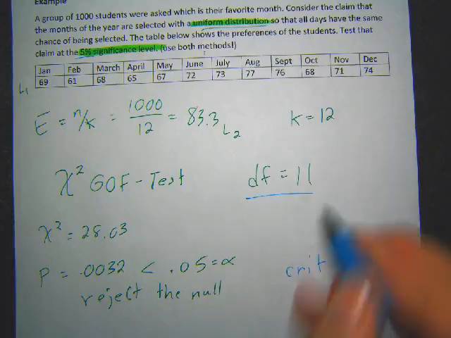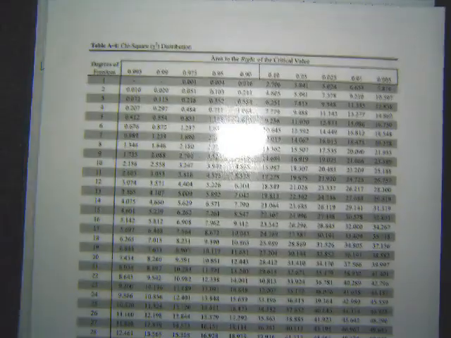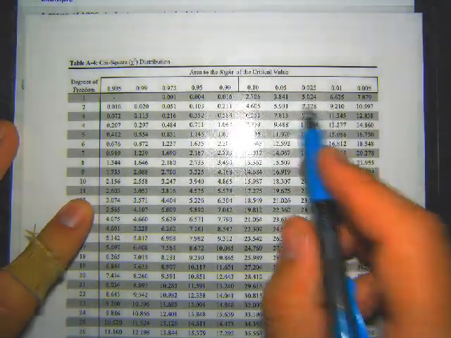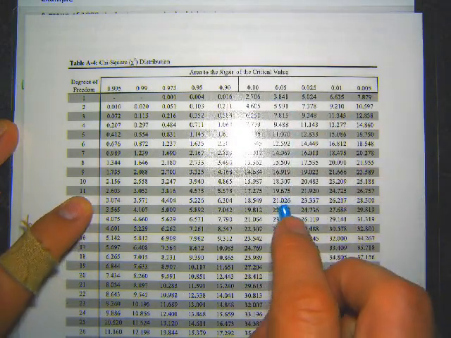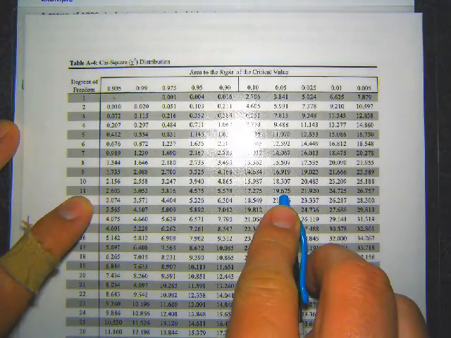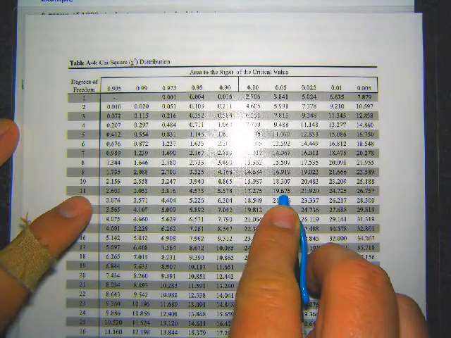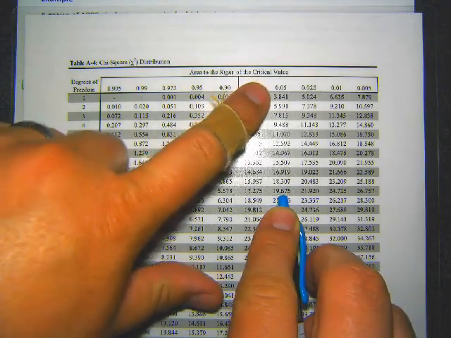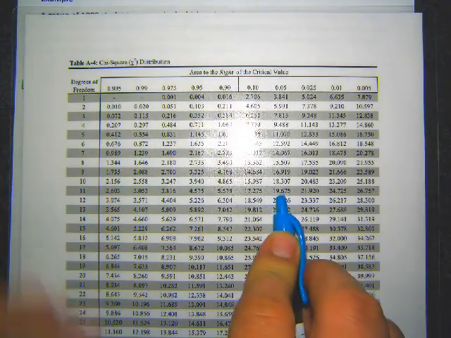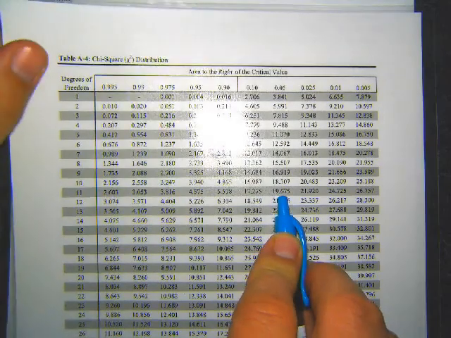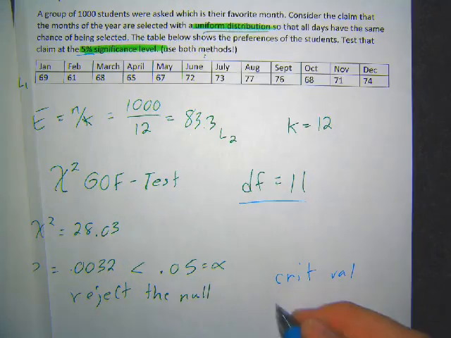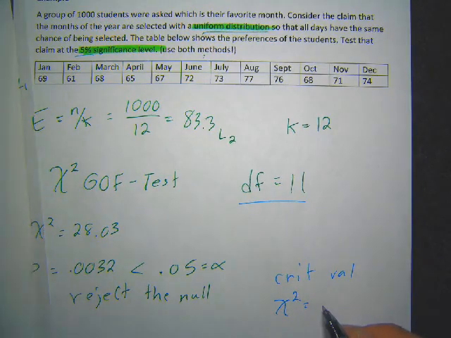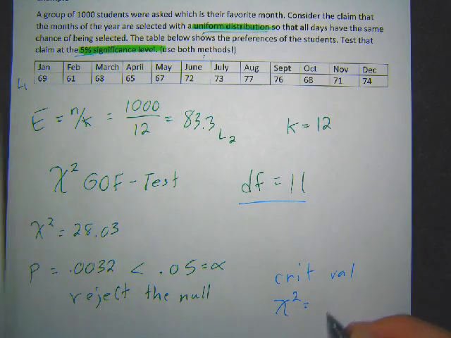And then we look at the degrees of freedom of 11. So we go to 11 and look at 5% to the right. And our critical value would be this 19.675, because that's the chi-squared score for degrees of freedom 11 that has 5% to the right. And anything beyond 19.675 would be reject. So the critical value, the chi-squared, would be 19.675.